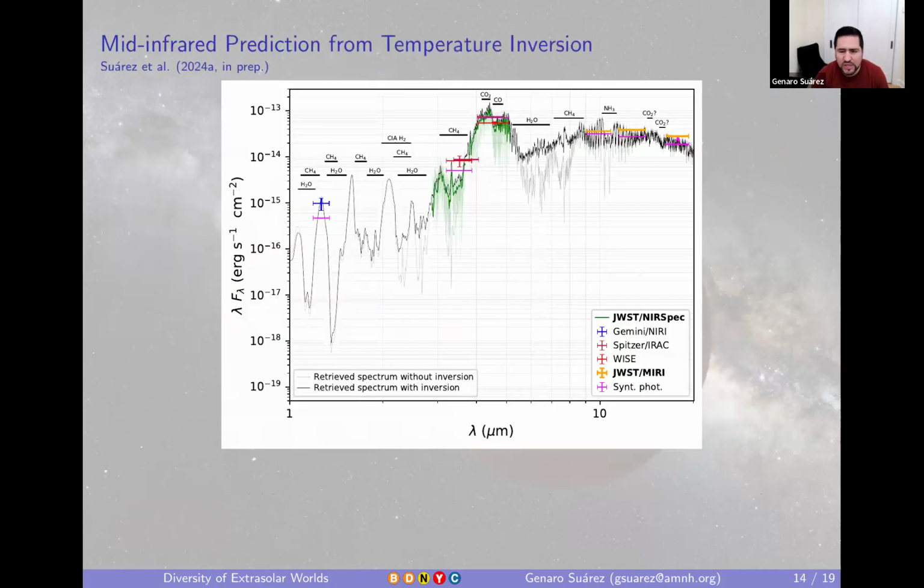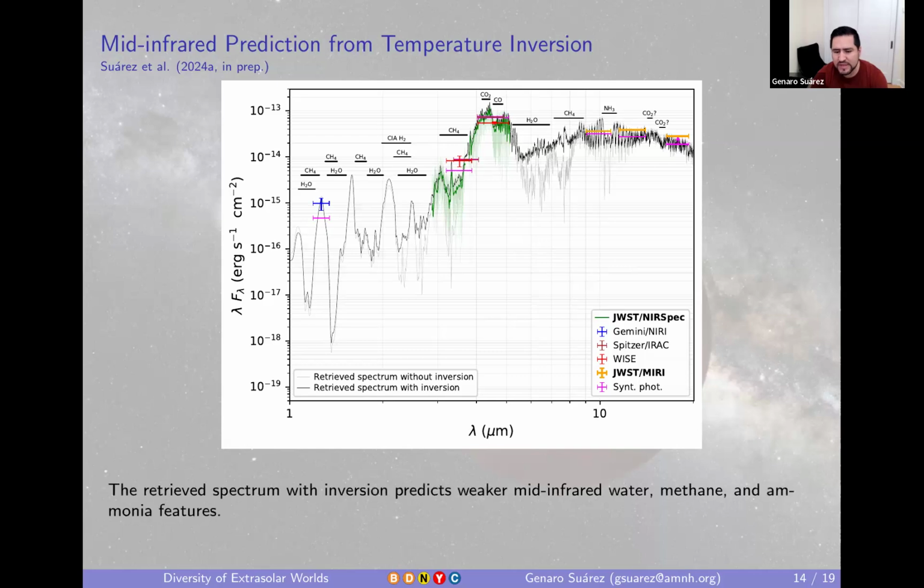We published this result in this Nature paper this year, and this modeling was obtained with only near-infrared spectra, but we are exploring the mid-infrared prediction by the best retrieved spectrum in black here, and compared to the prediction by a model without the temperature inversion. And we see these significant differences between both spectra.